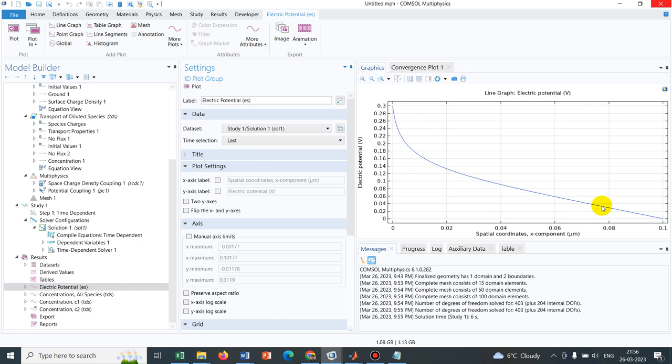If we put the last time, then we'll see, yeah, this is the original solution which we have solved. This is nothing but the solution of electrical double layer, but as I have mentioned, I have not used the appropriate values for this simulation, so the solution values might be different from the original, but still for the learning purpose it was sufficient.